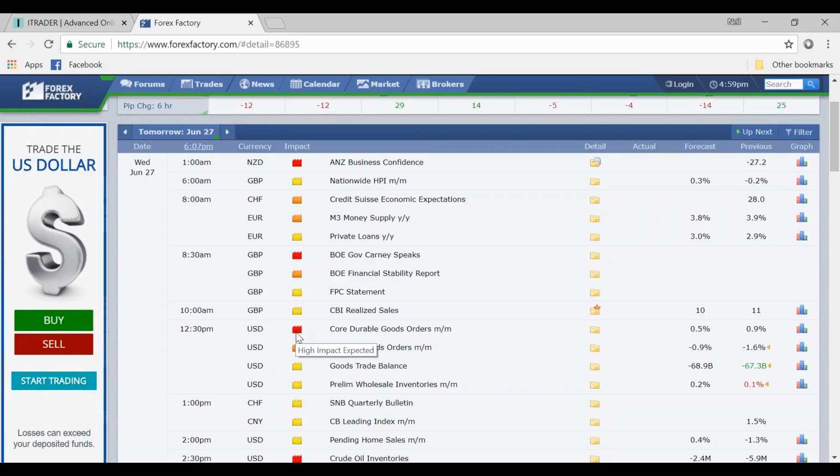For example, this one, goods order. You see the forecast is 0.5%, an increase by 0.5%. Of course, on the actual number, exactly at 12:30 GMT time, any number that will be higher than 0.5% should be supportive, bullish. You should see the US dollar go up. And of course, if the actual number is lower than the forecast, we expect the US dollar in this case to get lower.